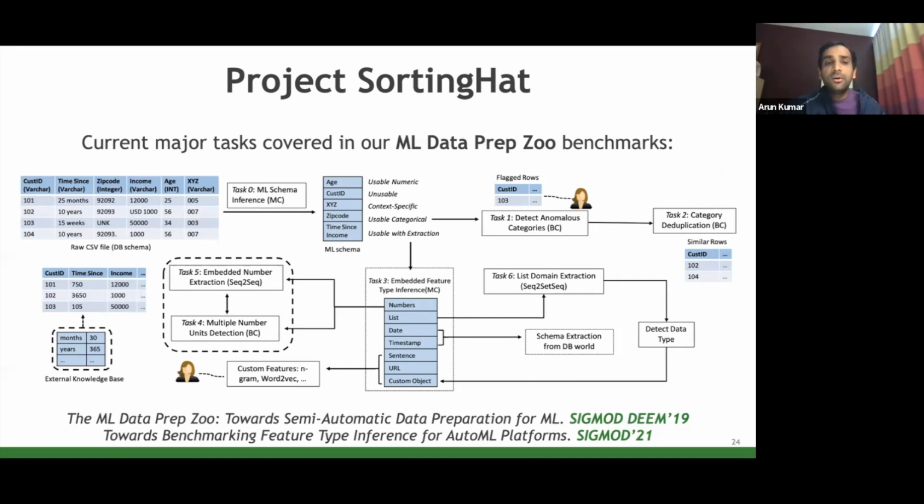And here, for example, task 0, you upload a database file, which is a CSV file. Maybe it has a bunch of features about, say, customers for churn prediction. Age is stored as an integer. Income is a string. Zip code is an integer. The first thing you have to do is called schema inference or feature type inference. For example, zip code is not an integer for machine learning. If you give that as an integer for machine learning, it'll give you garbage results because you cannot add or subtract things there. You have to cast it as a categorical feature, it's a discrete set. So we come up with this issue of identifying the feature types, bridging the gap between what the ML model wants and what database schemas store. And likewise, there's several other tasks, category deduplication, embedded number extraction, and so on that we listed.